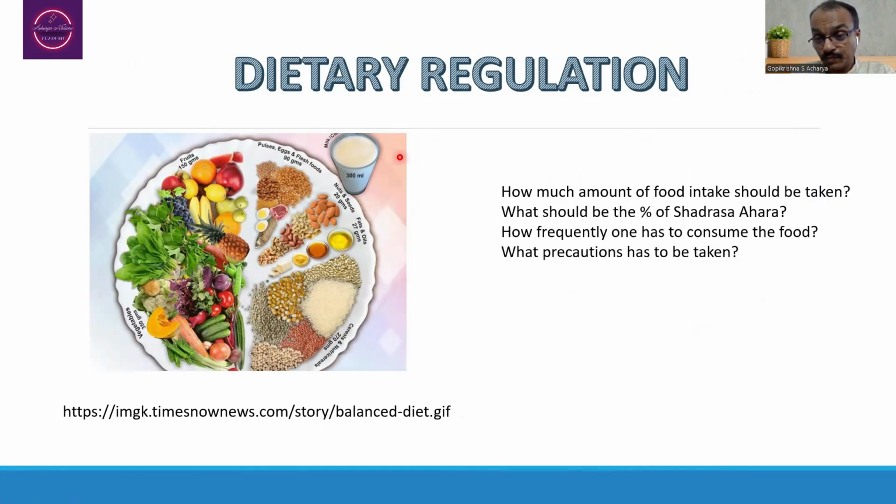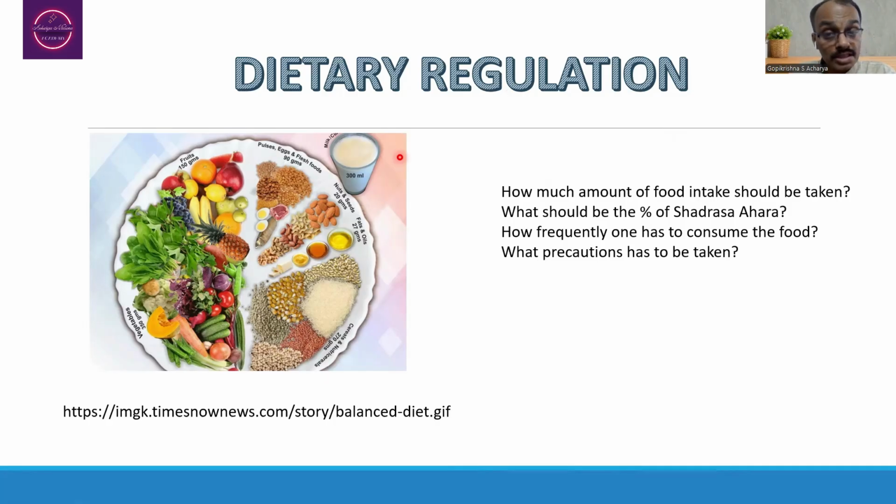Dietary regulation: how much amount of food intake has to be taken? Is it the full capacity of the stomach? Is it two-thirds of the stomach? Is it one-third of the stomach? What should be the percentage of Shadrasa Yukta Ahara? How much amount of Madhura Rasa should be taken? How much amount of Amla Rasa should be taken?